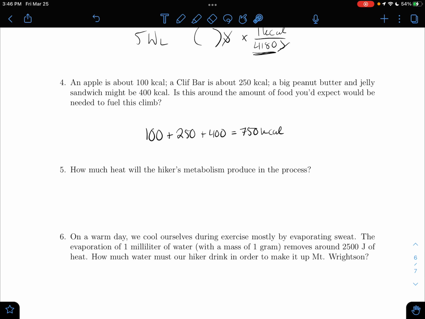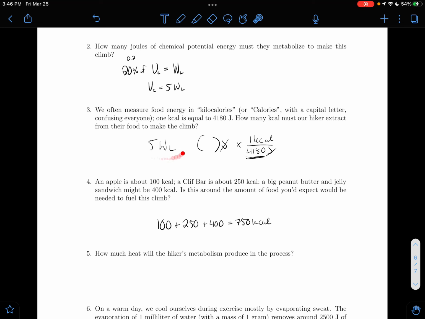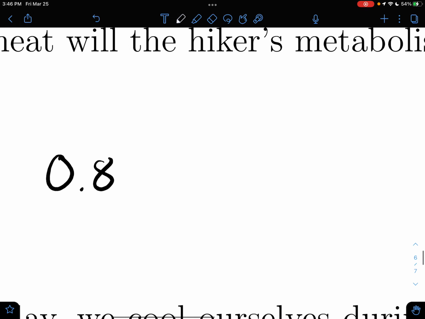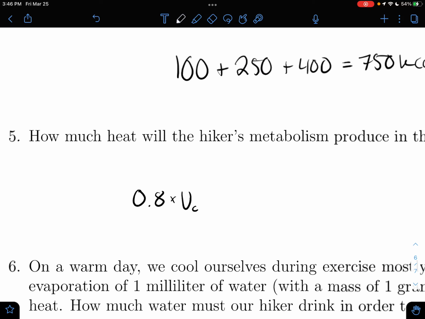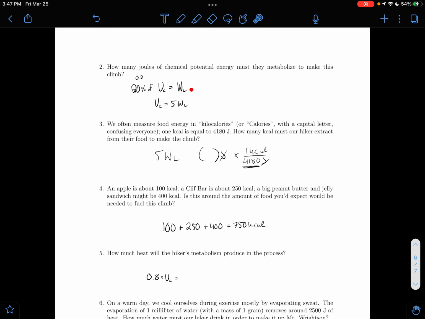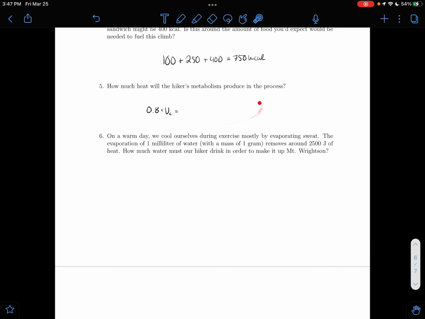And how much heat will the hiker's metabolism produce? This one, we're going to come back to our efficiency. So we know that 20% of the chemical potential energy that gets metabolized is used for mechanical work. So the rest is going to be released as heat. So whatever we have for our 5 times our mechanical work required, that's our chemical potential energy that gets metabolized. So now we're just going to take 80% of that, because the remaining is 0.8 times UC, and that's going to give us the amount of heat produced by the hiker's metabolism during the course of the hike, because we have 20% going to mechanical work, 80% going to heat.